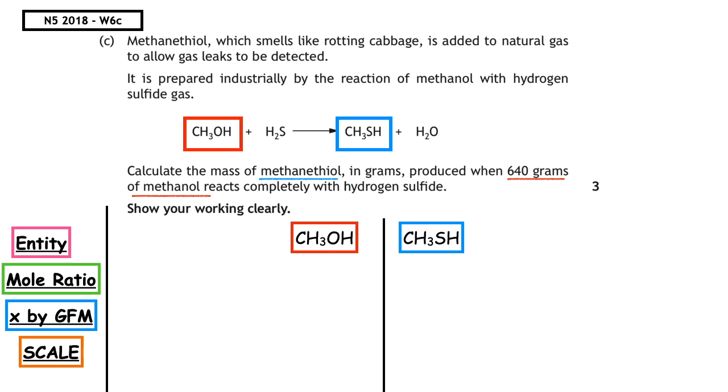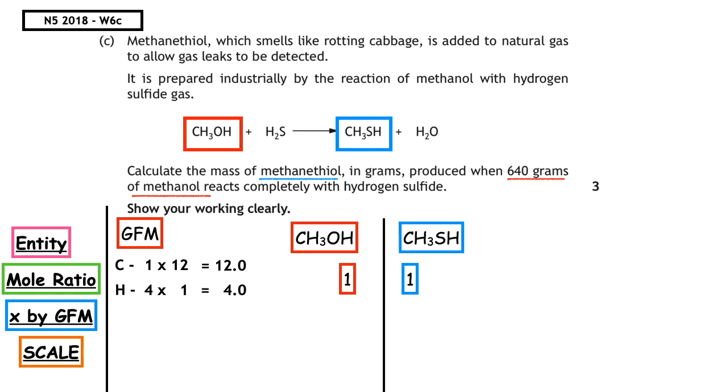We then do our mole ratio. There's no number directly in front of any of the formulas in the balanced equation, which tells us we have 1 of each. And we then have to put it into the unit by multiplying by the gram formula mass. So how many carbons do we have in our formula? We've got 1 multiplied by the relative atomic mass, which is 12. 1 times 12 equals 12. Hydrogen, how many do we have in total? We have 4 multiplied by the relative atomic mass, which is 1. 4 times 1 equals 4.